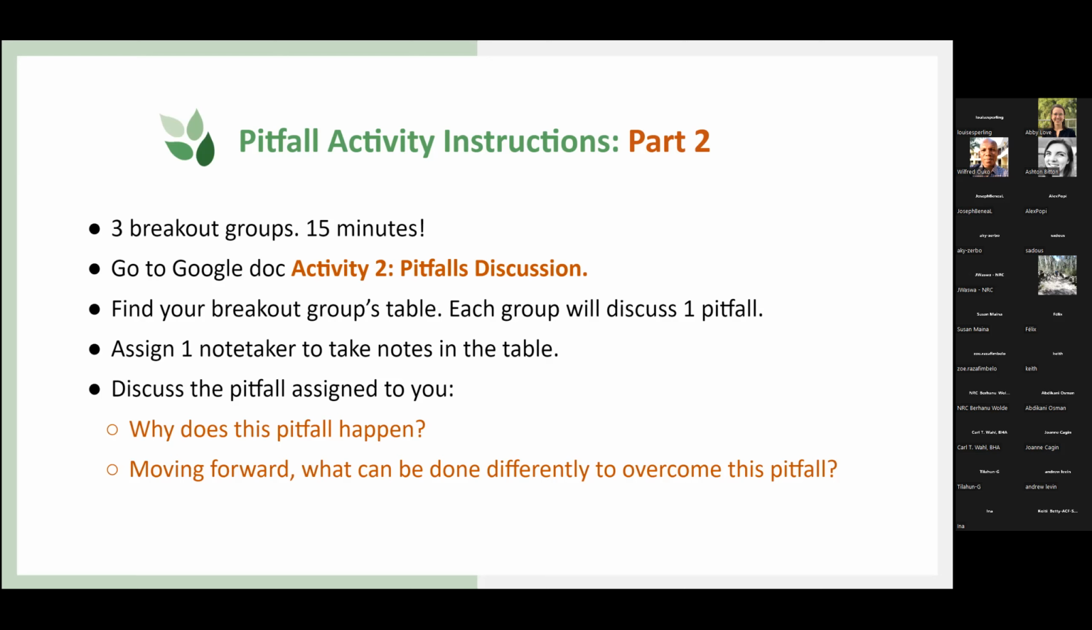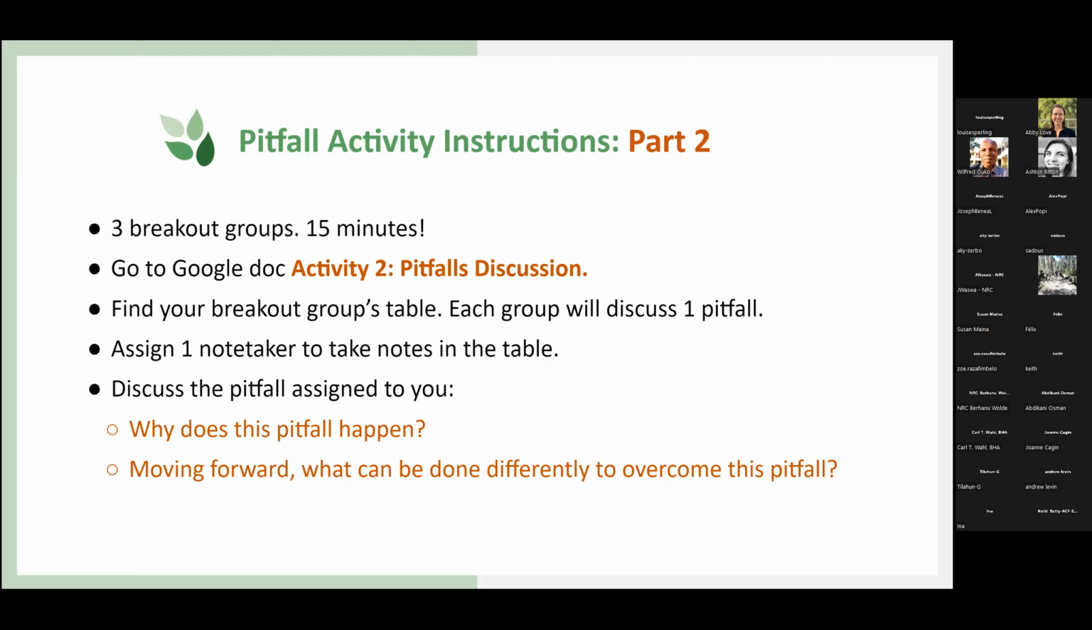In our next session, we'll break into 3 groups. Within those groups, we want to go again to the Google Doc for activity number 2, and it's named Pitfalls Discussion. So you'll find it in the shared Google Doc. Once you get there, please find your breakout groups table. We'll have group 1, group 2, and group 3. And each group will discuss one pitfall.